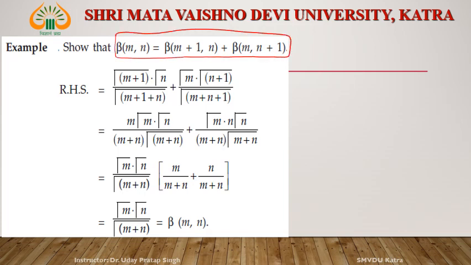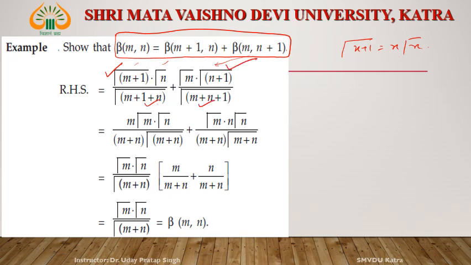Beta of m, n is equal to beta of m plus 1, n plus beta of m, n plus 1. So this is gamma of m plus 1, right? We know the relation between beta and gamma function: gamma of m plus 1, gamma of n divided by gamma of m plus n plus 1. Now simplify this term. Since we know that gamma of x plus 1 is equal to x into gamma of x, apply this result here and in the denominator.